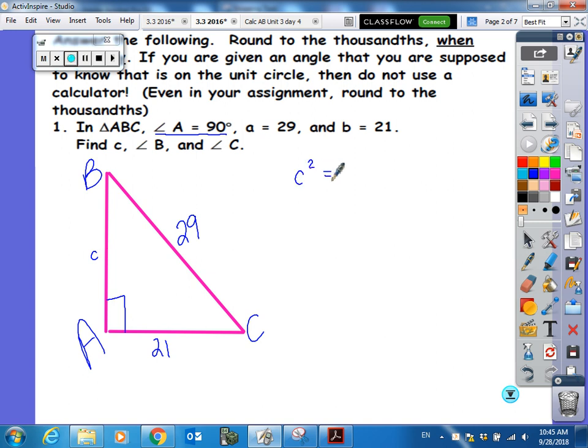C squared plus 21 squared equals 29 squared. That's easy. We don't even need precal to do that. So you do that in your calculator. C squared equals 29 squared minus 21 squared. And you should get C equals 20.